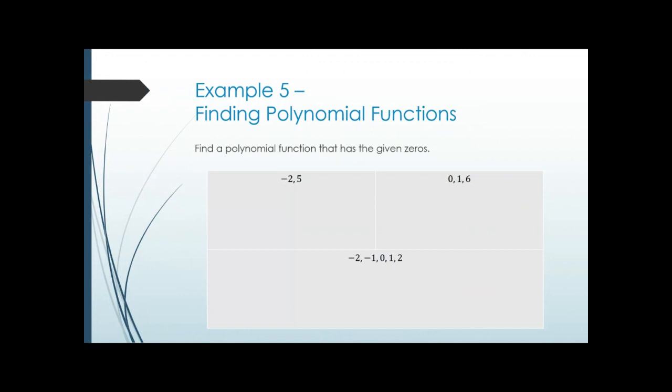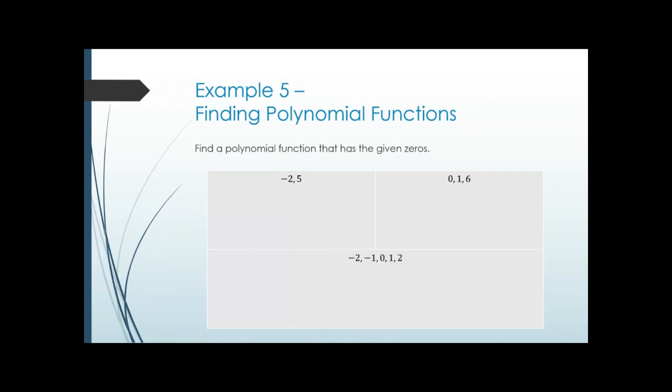Okay, so now this is something different. This is something that you may see on a quiz. It's actually sort of related to your homework as well, because for your homework, you have to kind of factor the equation, and you have the zeros. So I'm going to show you sort of how to do that. So it says find a polynomial function that has the given zeros.